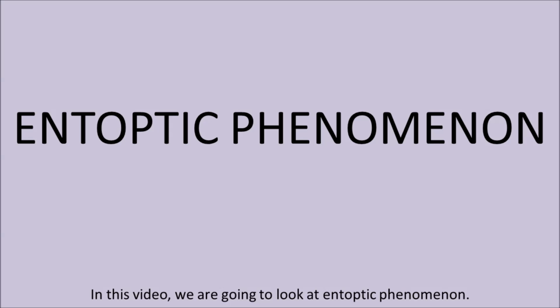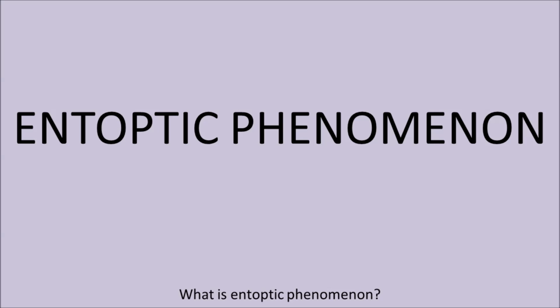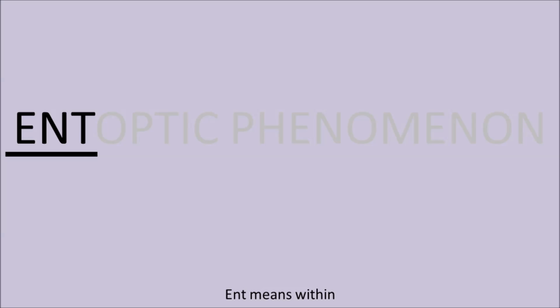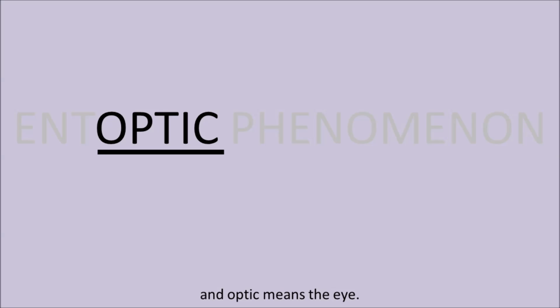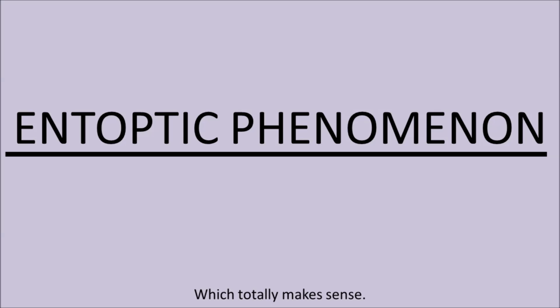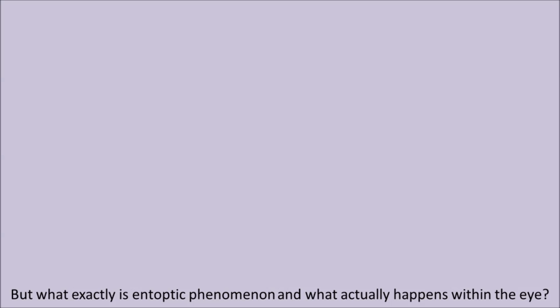In this video, we are going to look at entoptic phenomenon. What is entoptic phenomenon? Scientifically, a phenomenon is any event that is observable, and ent means within, and optic means the eye. Therefore, entoptic phenomenon is an event that occurs within the eye and is observable. Which totally makes sense. But what exactly is entoptic phenomenon and what actually happens within the eye?